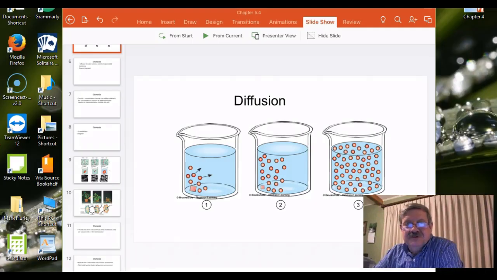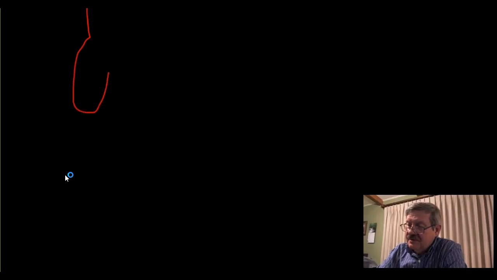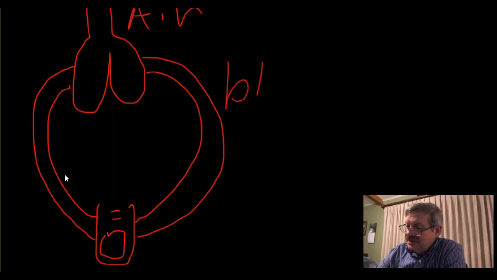Okay, so let's look at an example of diffusion. Right here, that is a set of lungs. That is a big toe. This is a circulatory system. Okay? So, we have three areas here. We have the air in the lungs, we have the blood, and we have various tissues throughout the body.